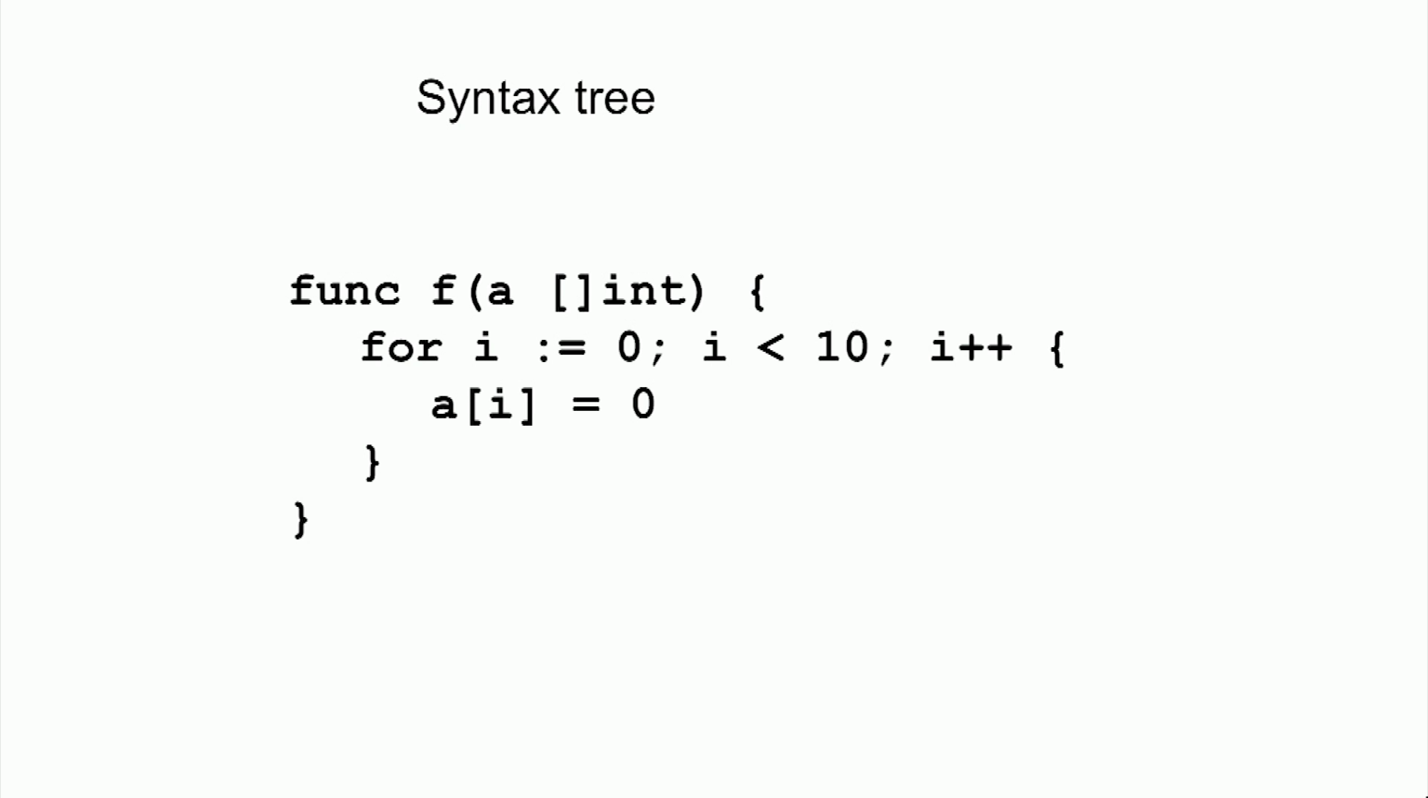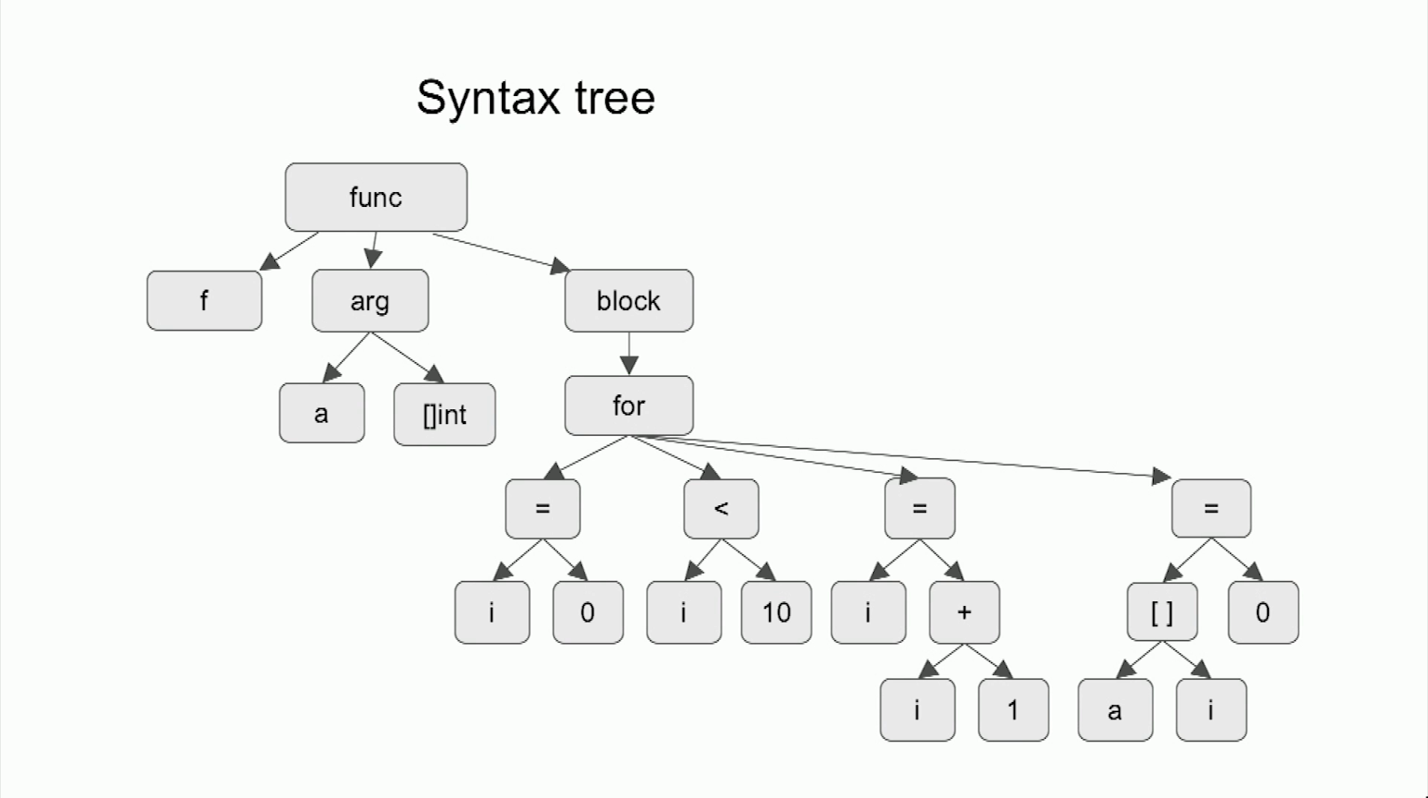So here's a simple function. It just writes 10 zeros to a slice. Pretty simple. Here's what the syntax tree of that program looks like. A syntax tree basically has one node in the tree for every piece of syntax in your program. That's why it's called a syntax tree. And you see parent-child relationships between all the parts of the syntax of your function. So a function has a name child, a child which is all the arguments, and a child which is the body of the function.